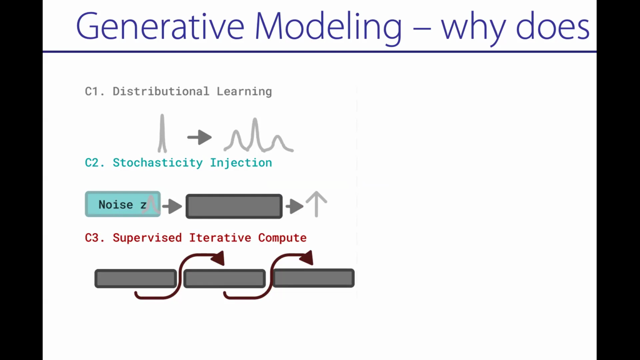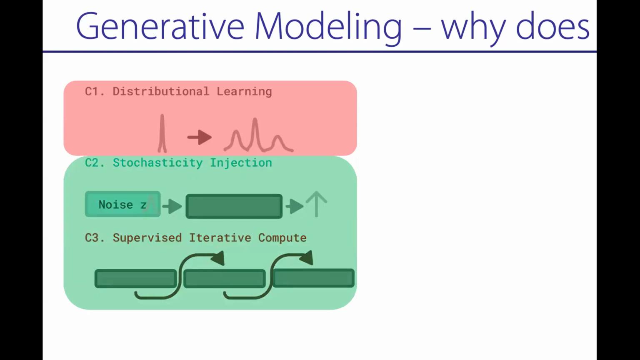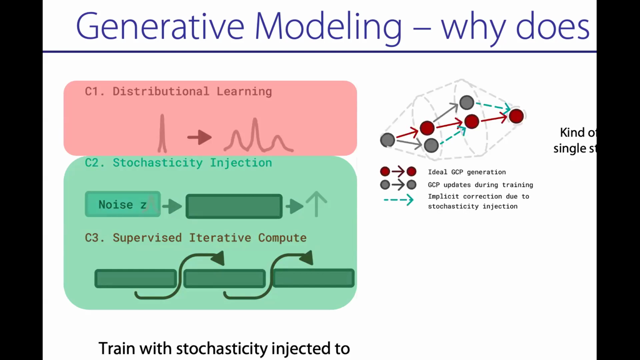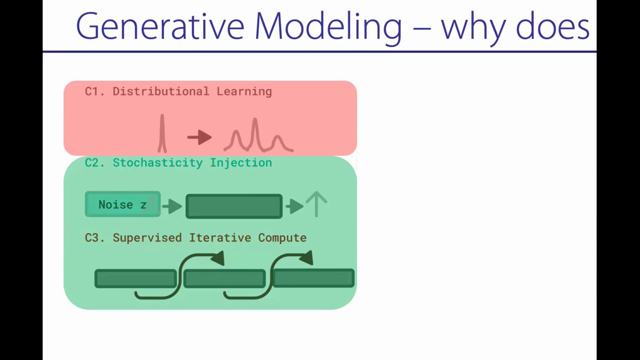They constructed experiments to isolate which ones matter. What they showed is that distributional learning doesn't really matter. Really what matters is injecting stochasticity and being iterative. What I mean by that is, I'm going to butcher this, but they have this interesting experiment which they call the minimum iterative policy.